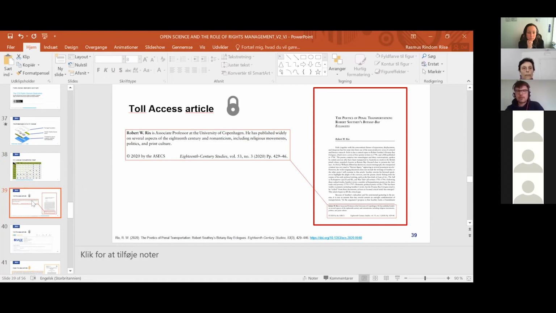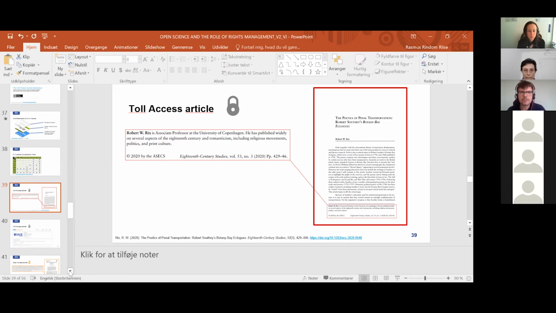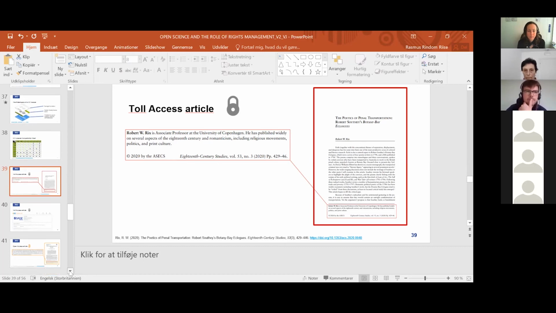And now you have heard about the difference between open access content and toll access content, or subscription content. Here is an example of how the copyright caption appears on different article types. Here is an example of a toll access article. As you can see, it says that the copyright is held by the publisher. That gives the publisher the exclusive right to make a financial benefit or gain a profit from the work.